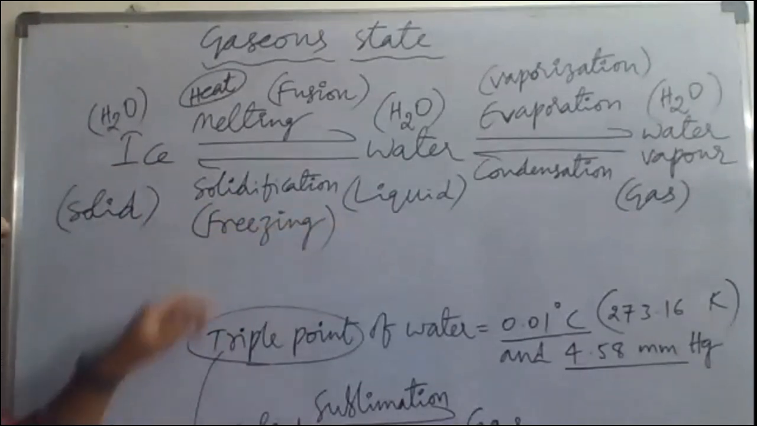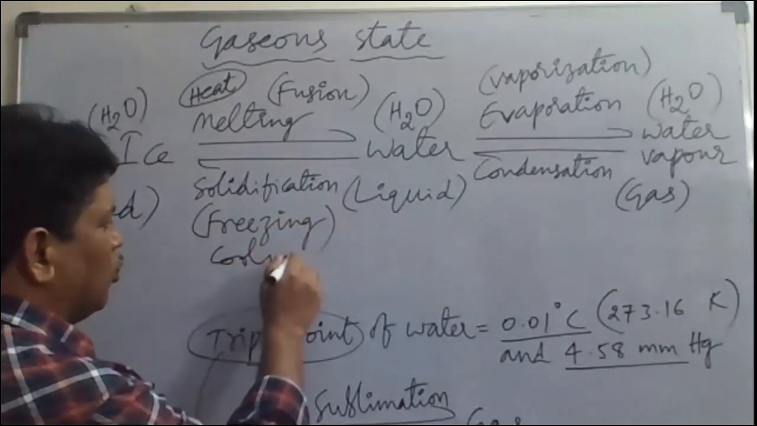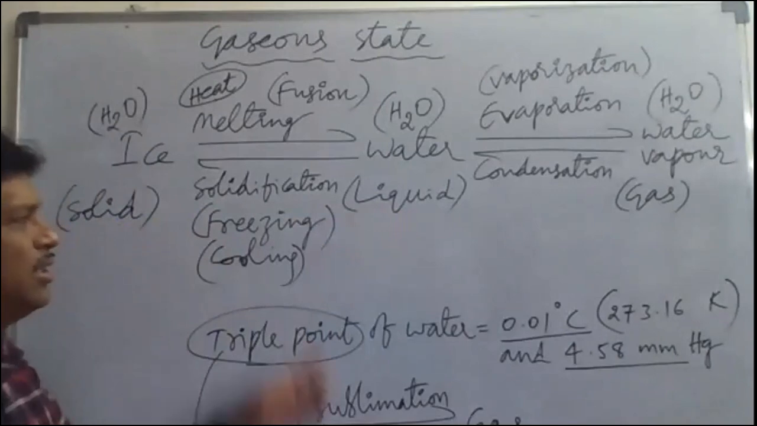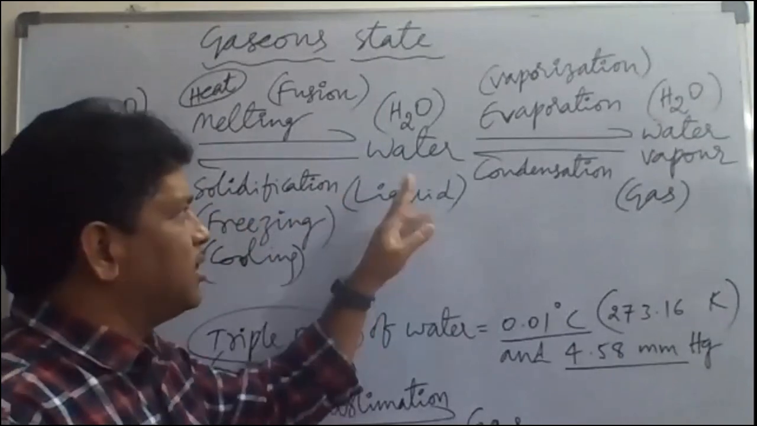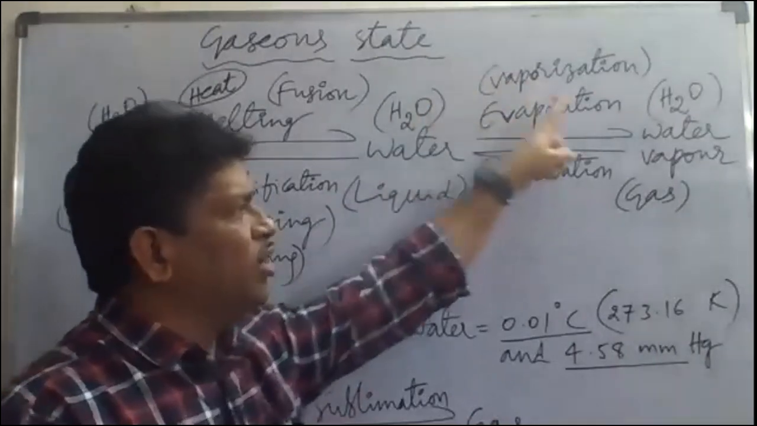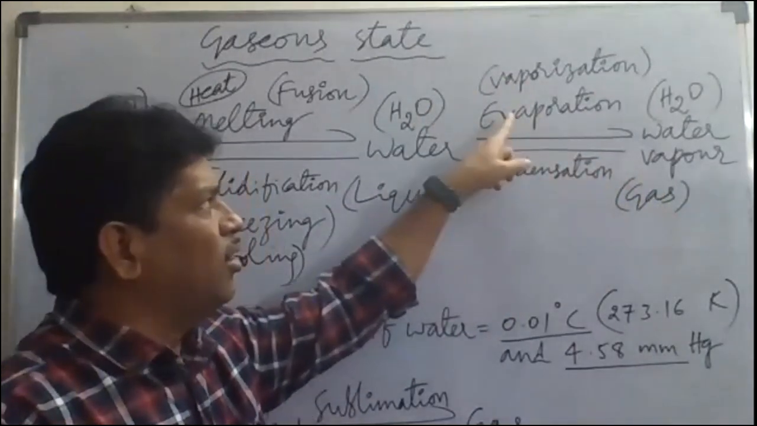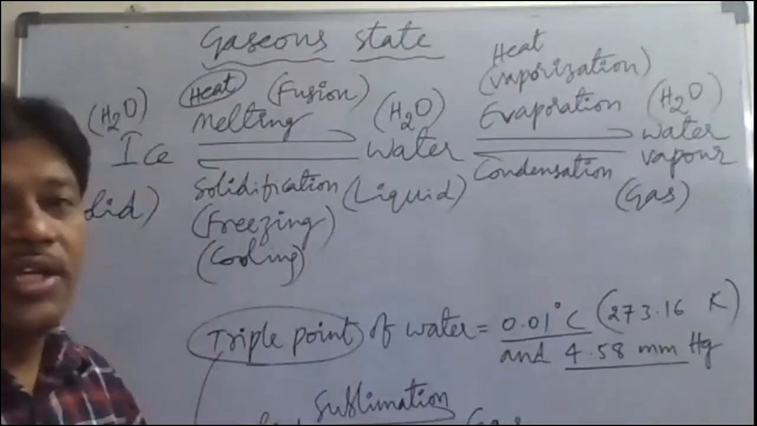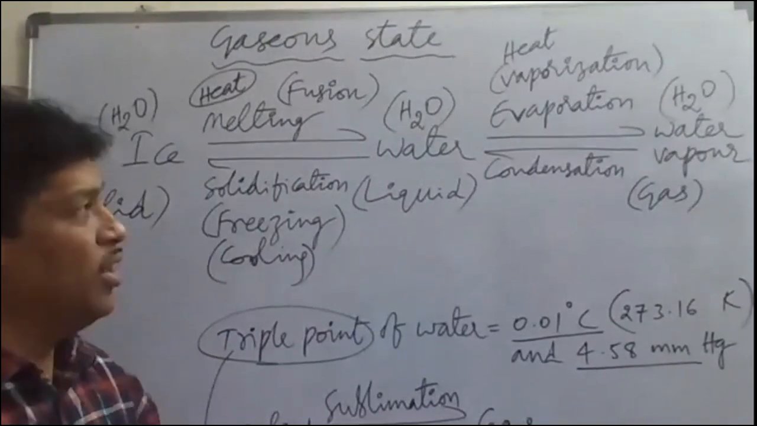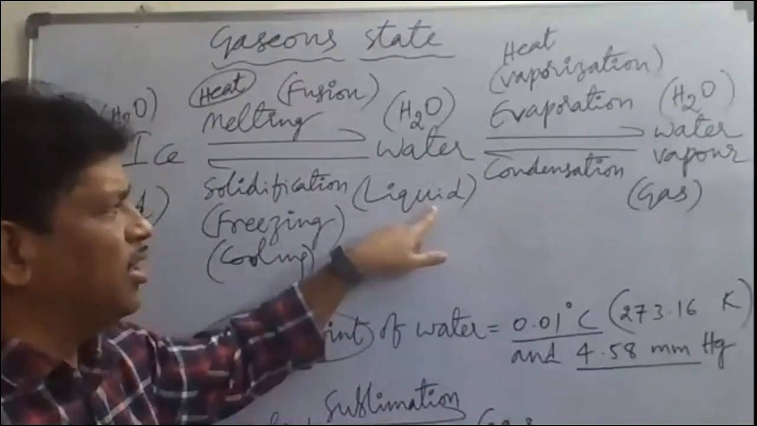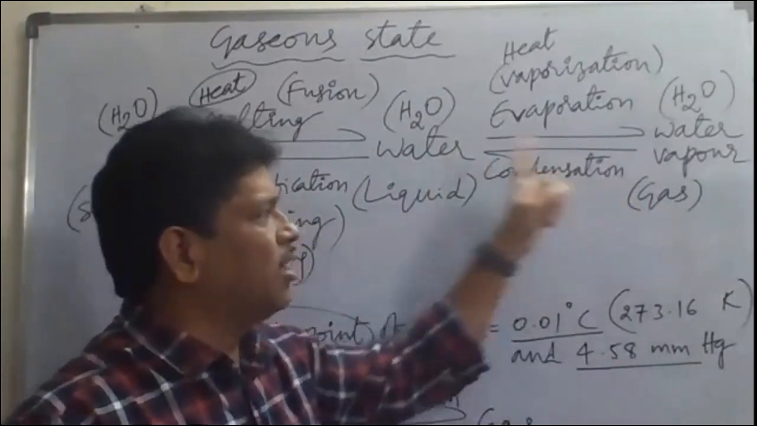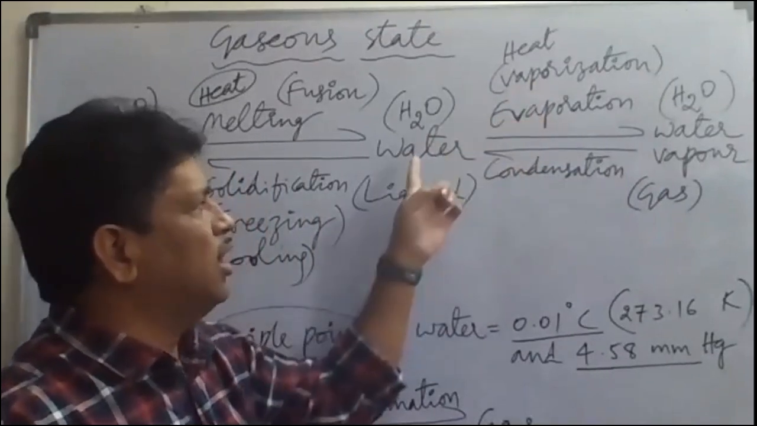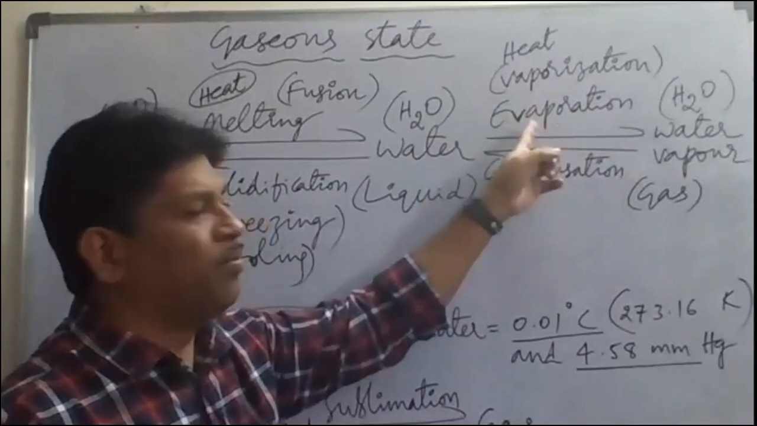This process takes place on cooling. On cooling the liquid, we get solid. This is called solidification, remember that point. Next, liquid water can be converted into water vapor, the gaseous state, on heating. On heating, the liquid water changes to water vapor. The liquid state is changing into the gaseous state on heating. That process is vaporization. Liquid to vapor is called vaporization or evaporation.